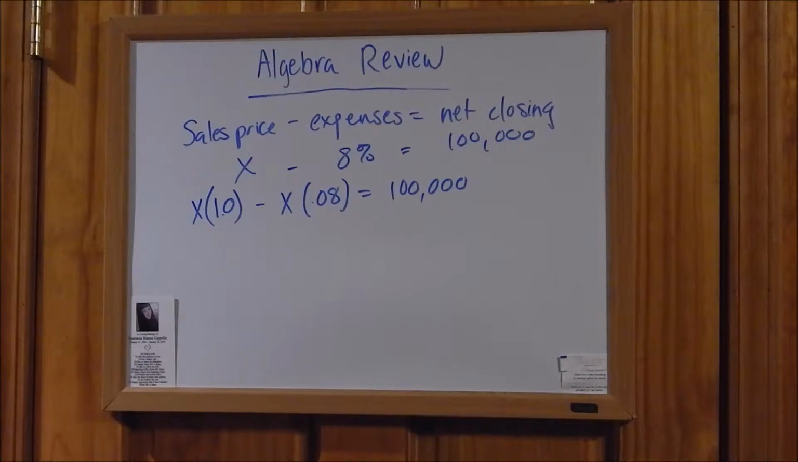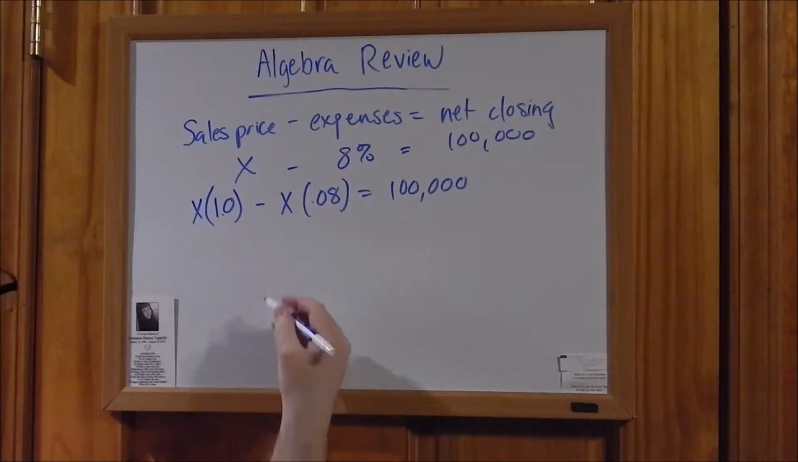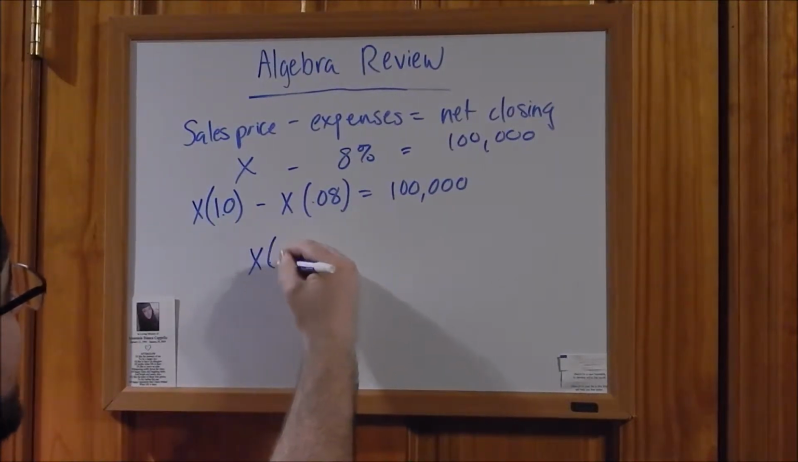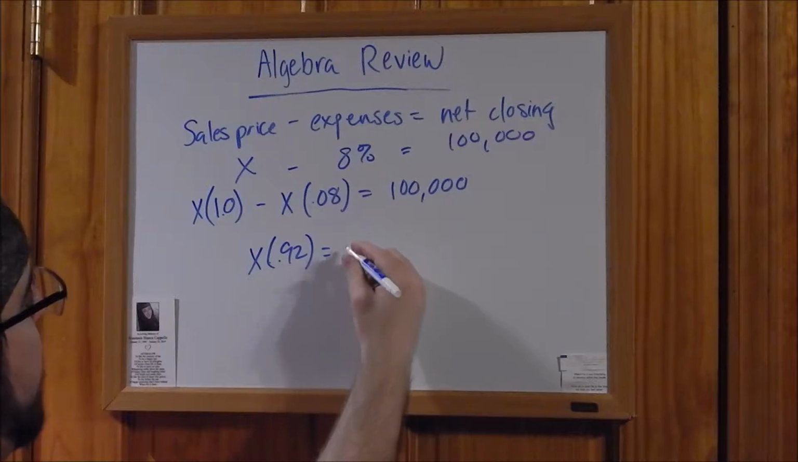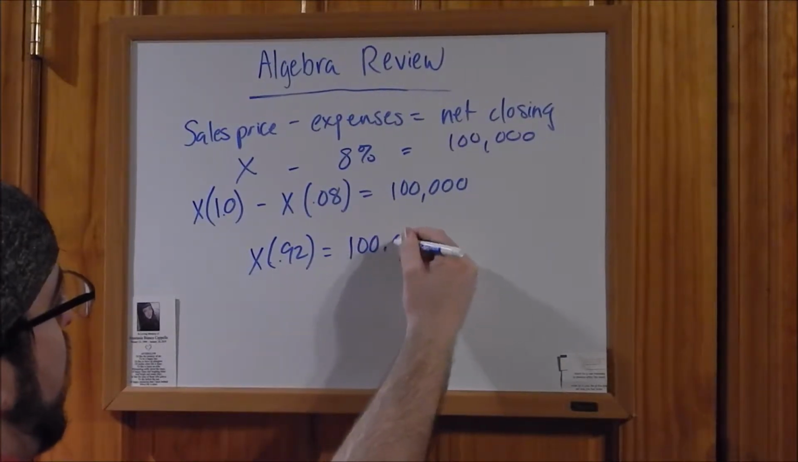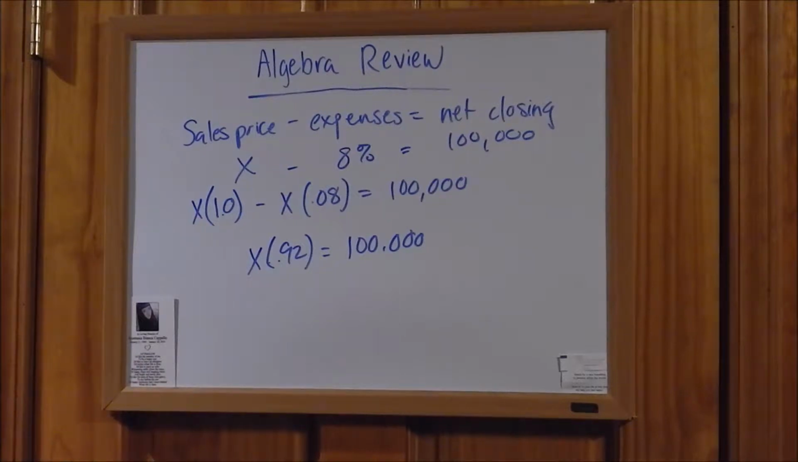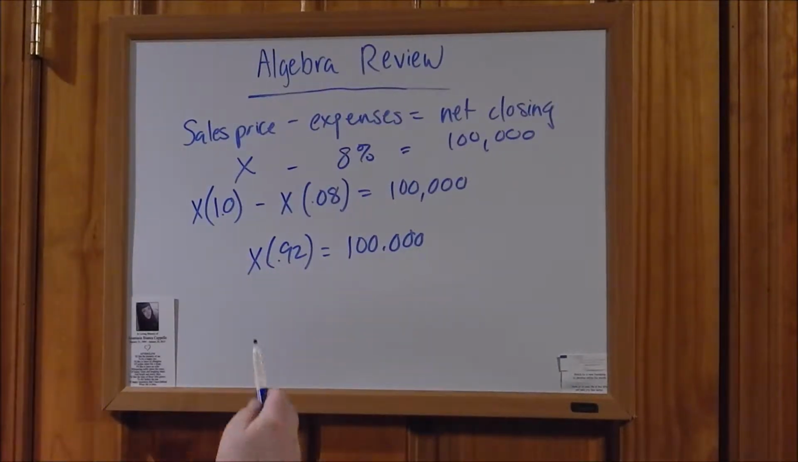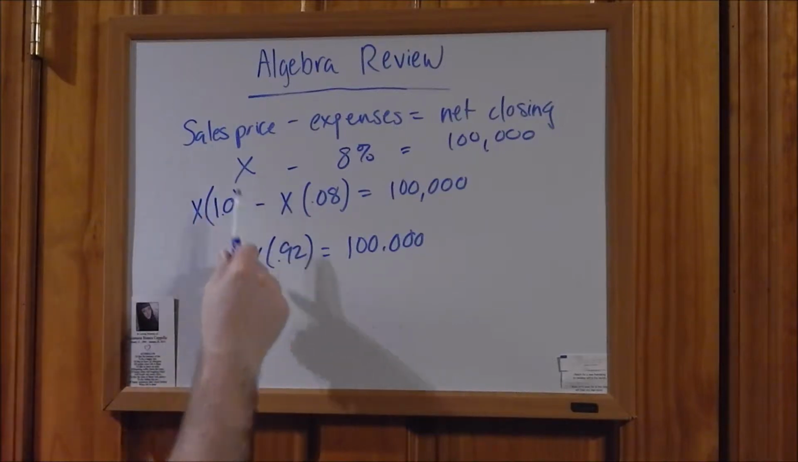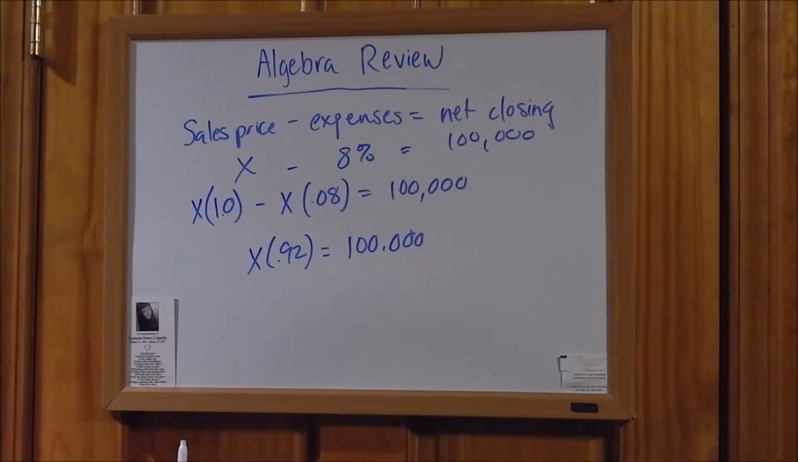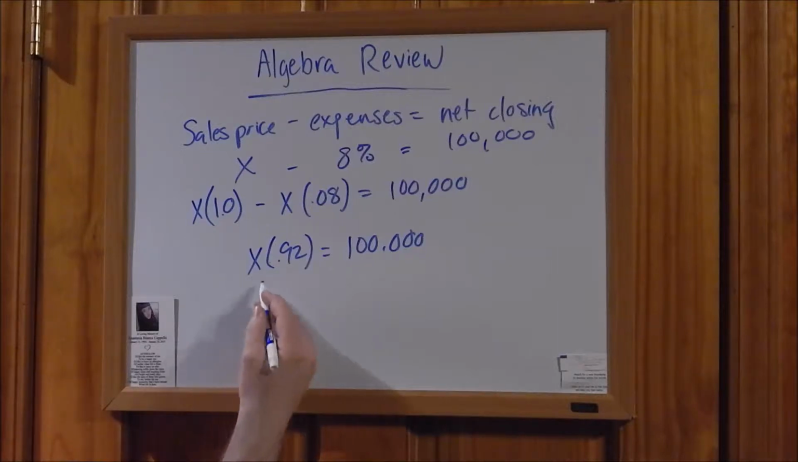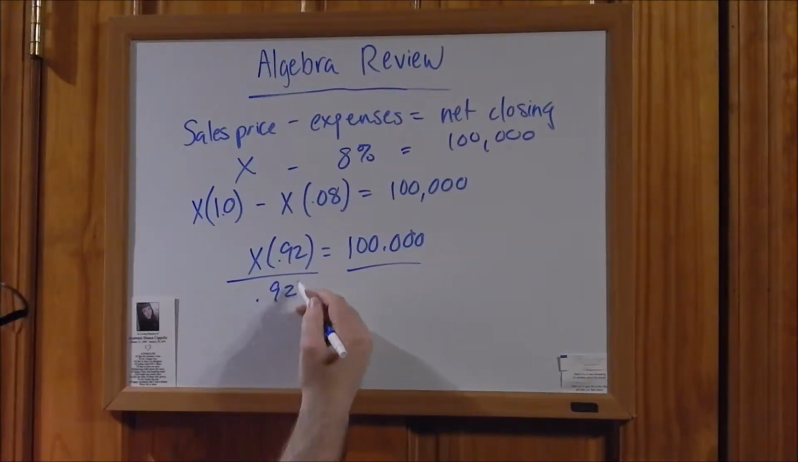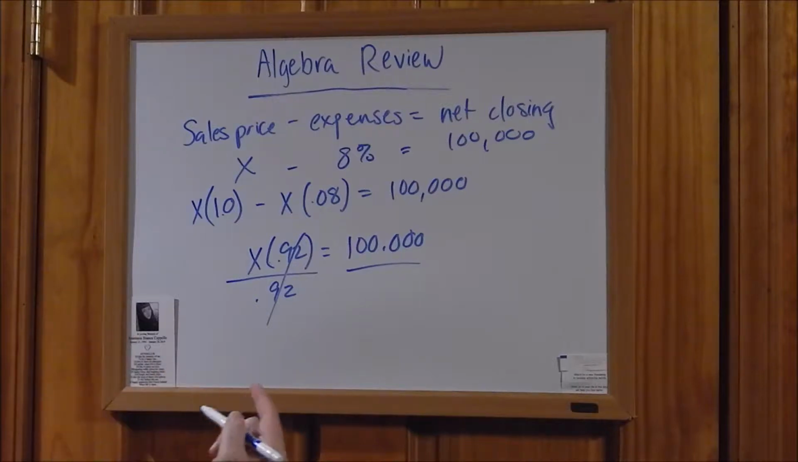In other words, when we first look at X minus 8%, what do we know? We know that the 100,000 is equal to 92% of the sales price. Realistically, you didn't have to do any of this math, but I'm putting it this way so that you can understand it algebraically in order to make this easier to solve. So if 92% of our sales price is equal to 100,000, what do we multiply or divide by? We divide both sides by 0.92 to get X by itself. Remember how we did that in the previous problem?